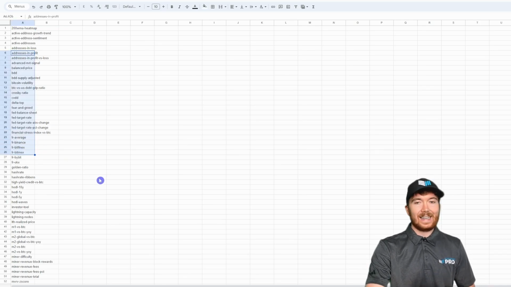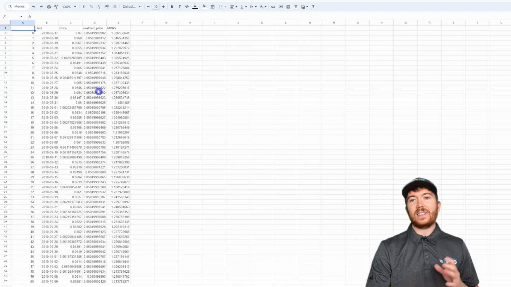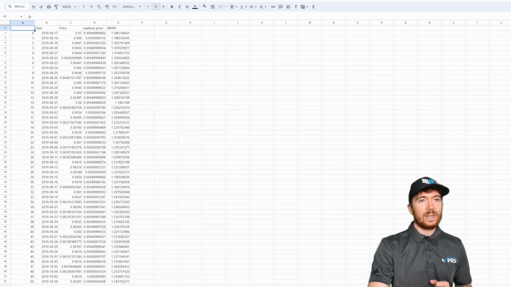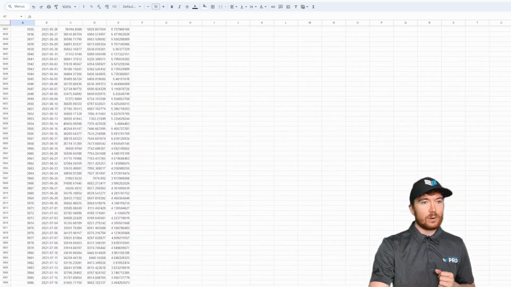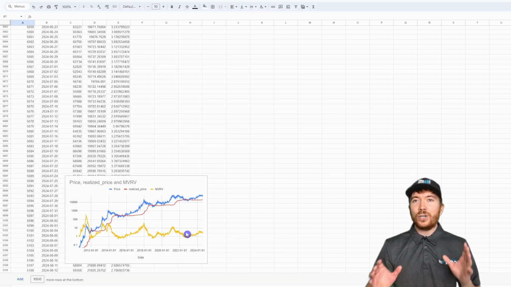The entire list is here. There's 89 different indicators currently, but we're always adding to this list. If I just go here, we can see that I've actually pulled the long-term holder realized price data here. And if I just scroll all the way down, there's a lot of data. We can see that down here, we have a new MVRV chart for long-term holders.